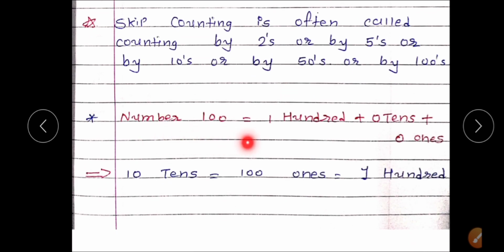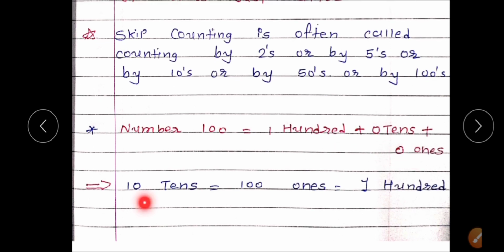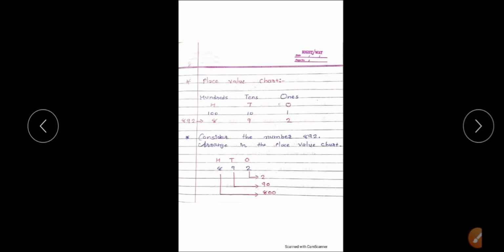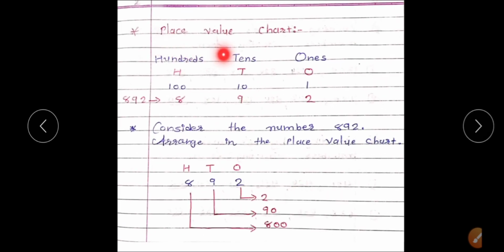Number 100 is equal to 1 hundred plus 0 tens plus 0 ones. 10 tens equal 100 ones, equal to 100. You have to remember these things because they will come in MCQs and fill in the blanks. Now next, place value chart.